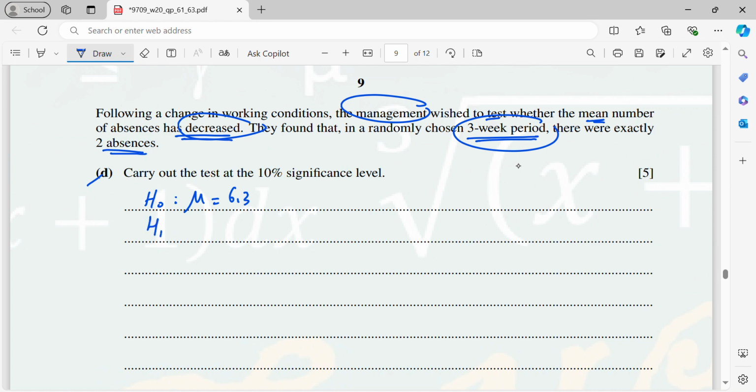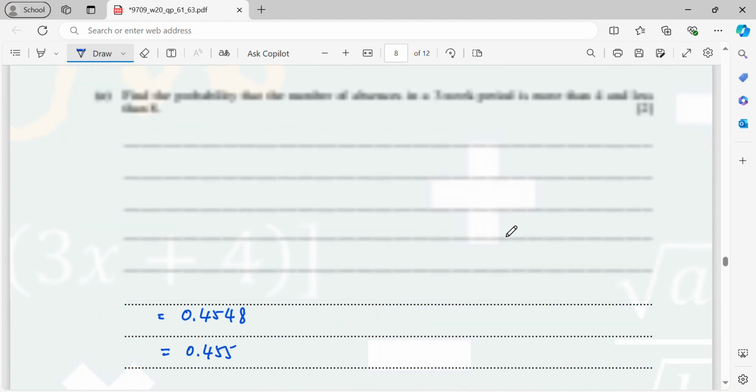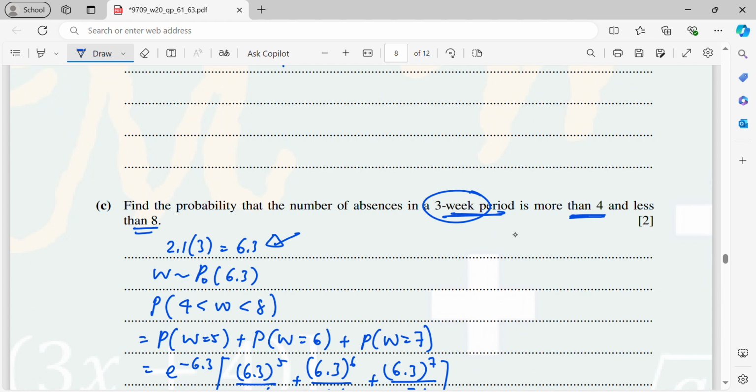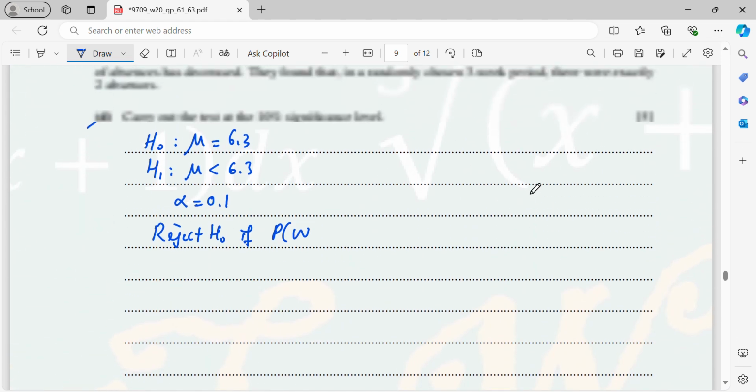So decreased means that H1: mu is less than 6.3. That is the alternative hypothesis, at the 10% significance level, alpha equals 0.1. Now here, we always write reject H0 if the probability of W, because for the 3-week period I use W for part C. So I will use this random variable back.